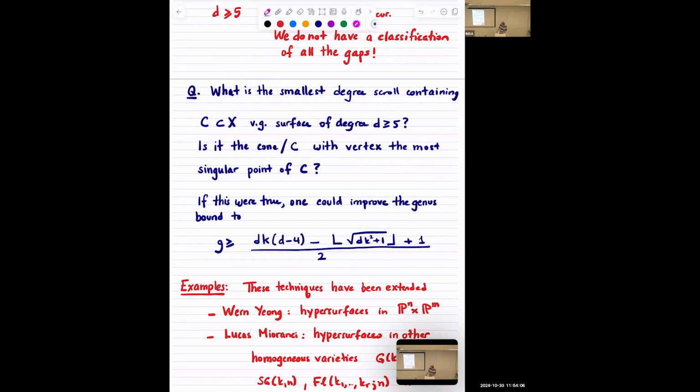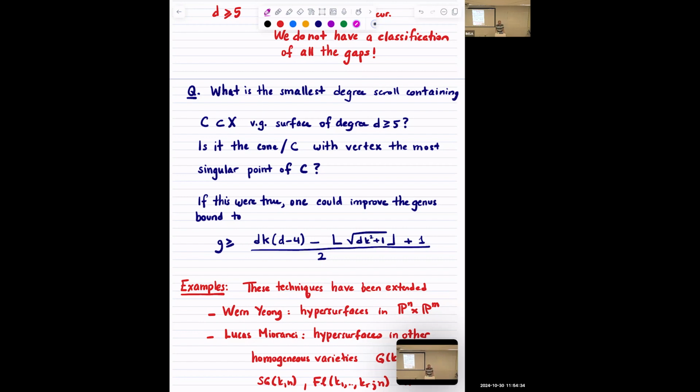And the other question that arises: what is the smallest degree scroll containing a curve in this very general surface of degree at least 5? There's an obvious guess that you can have, right? If you have a curve, you take its most singular point and you take the cone over the curve with vertex at that point. Is that obvious naive guess close to true?